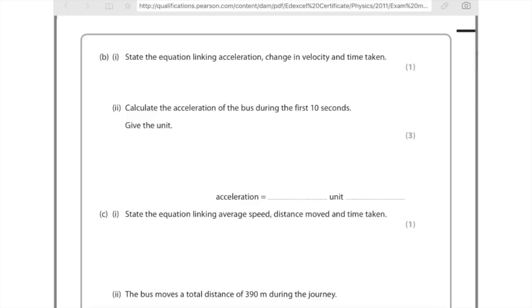State the equation linking acceleration, change in velocity and time taken. They're giving you the exact wording, so you want to write it out as they've written it. So you're going to write acceleration equals change in velocity over time taken, or you could have written a equals v minus u over t. Calculate the acceleration of the bus during the first 10 seconds. Give the unit, that's worth 3 marks.